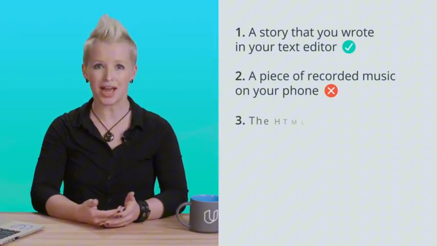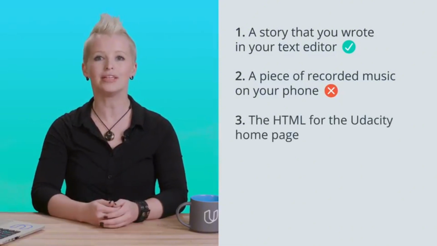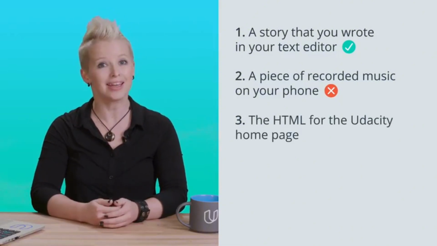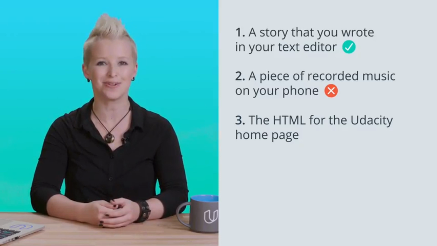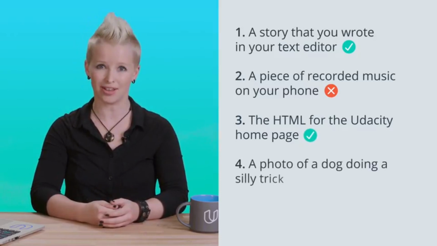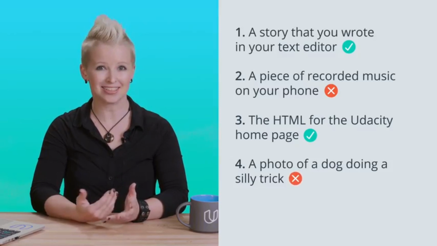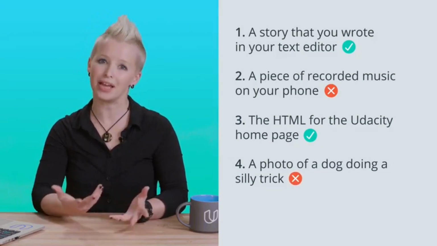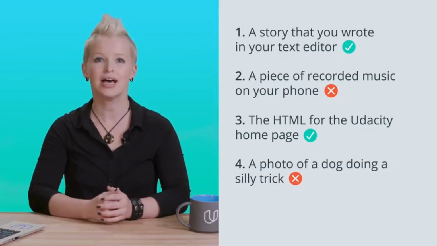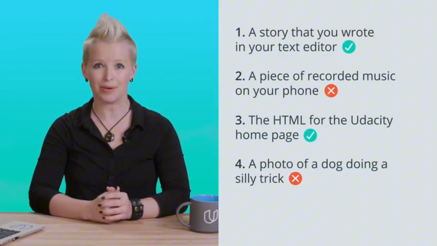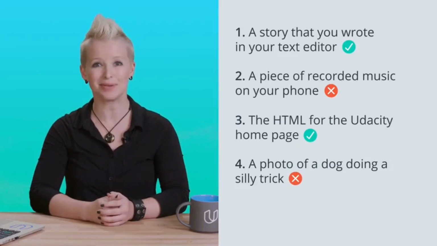The third is Udacity's homepage. The homepage is made up of HTML, and HTML is written in text, so this is correct too. The fourth is a photo of a dog. Photos are not text. Browsers know how to display photos and other images, but if you try to open it up in a text editor, you will see a big mess, just like with the MP3 music file. To edit a photo, you need photo editing software.